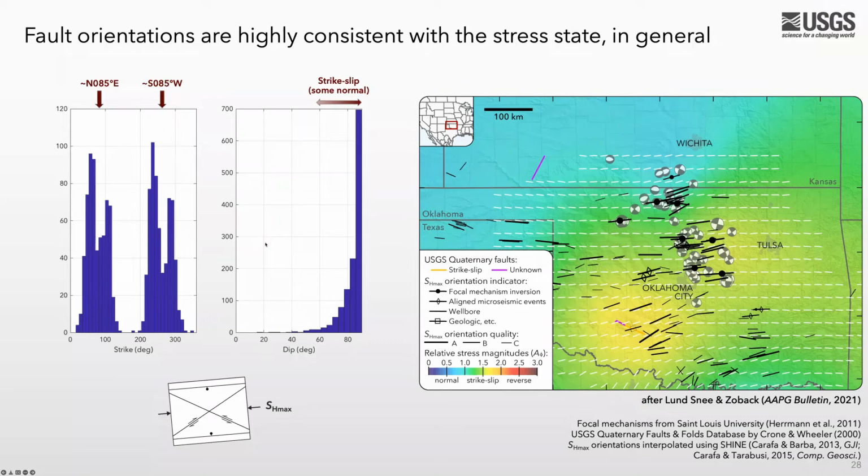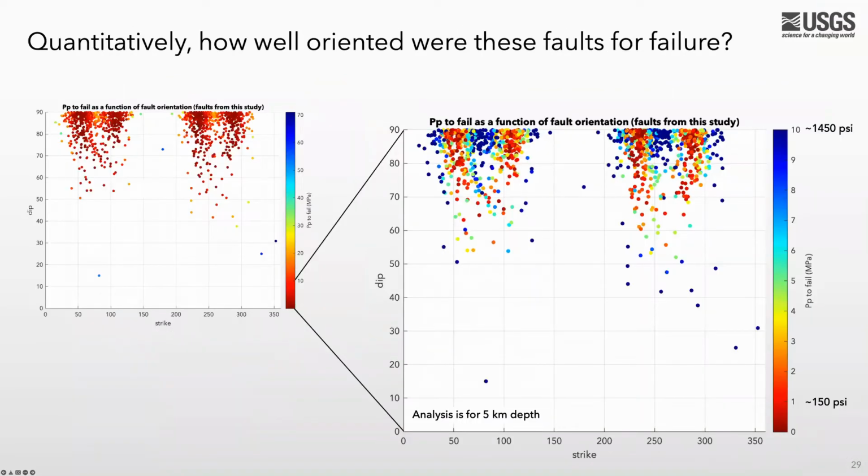Okay, that's sort of a qualitative comparison, but quantitatively, how well oriented were the faults for failure? So these two plots are the same, but the color scale is different. And we're looking at the fault dip versus the fault strike. And they're colored by the pore pressure that would have been required to make them fail, and the depth of the analysis is 5 kilometers. And so many of the faults, as you would expect, if SH max is about north 85 east, that would be here. Many of the faults are dipping close to vertical, striking about 30 degrees in either direction, and they require low pore pressures to fail, just as we have come to expect.